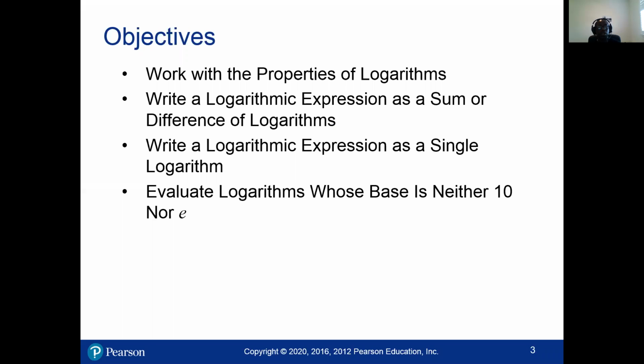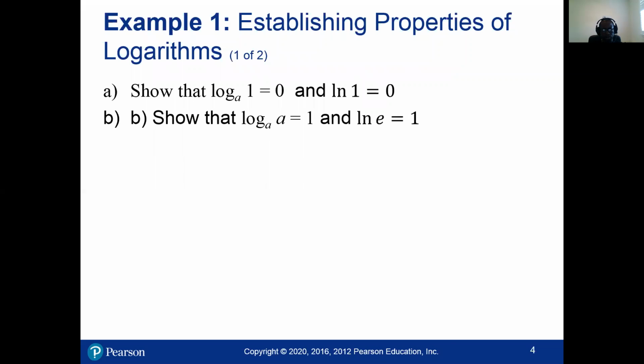Okay. So now we want to show the properties that the log of 1 base a is equal to 0, and the natural log of 1 is also equal to 0. How do we show that? And then how do we show that the log of a base a is equal to 1, or the natural log of e is equal to 1? So let's start with the first one.